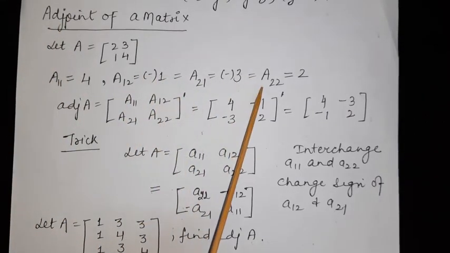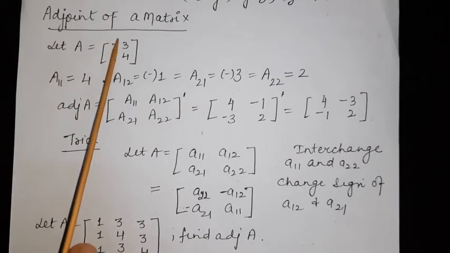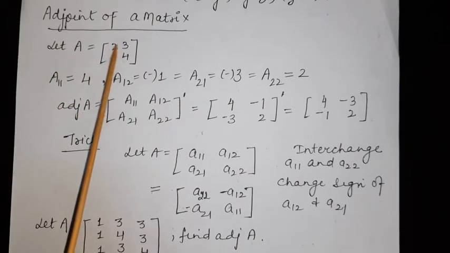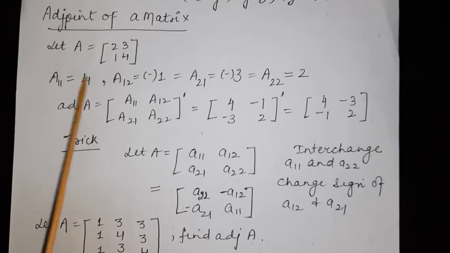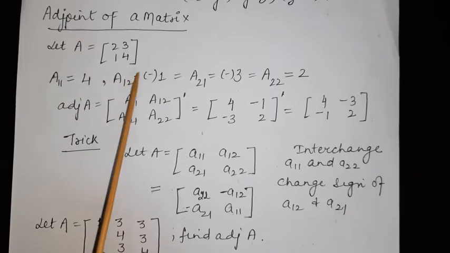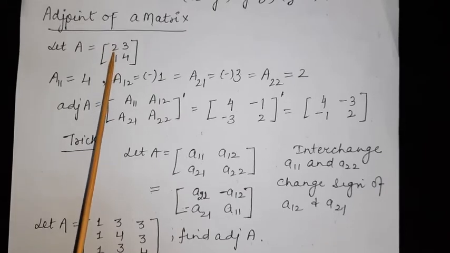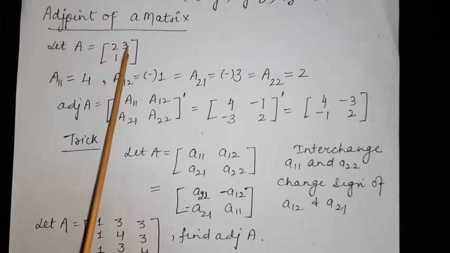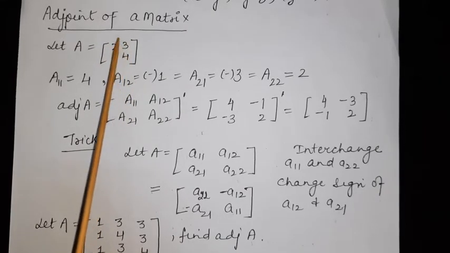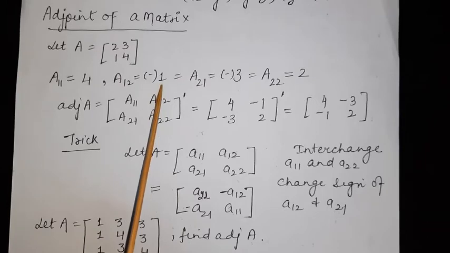all the elements. As we already know how to calculate cofactor, the cofactor of the first element, which is 2, ignoring first row and first column, we will get 4. Now the cofactor of the second element: 1 plus 2 is odd, therefore we will have a minus sign here. So 1 means ignoring first row, and 2 means ignoring second column, we will have 1. So the cofactor A12 is minus 1.